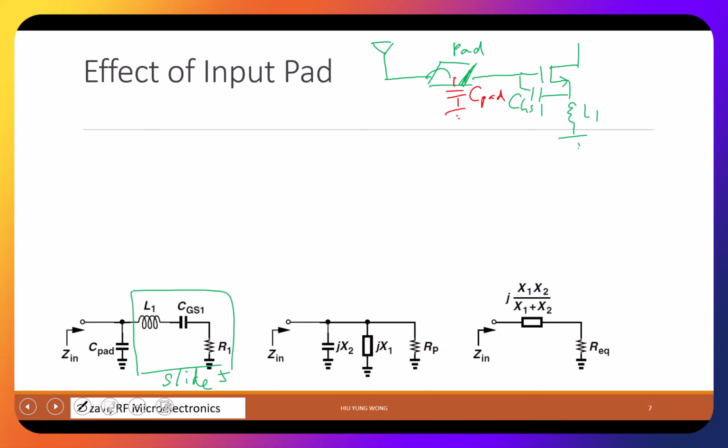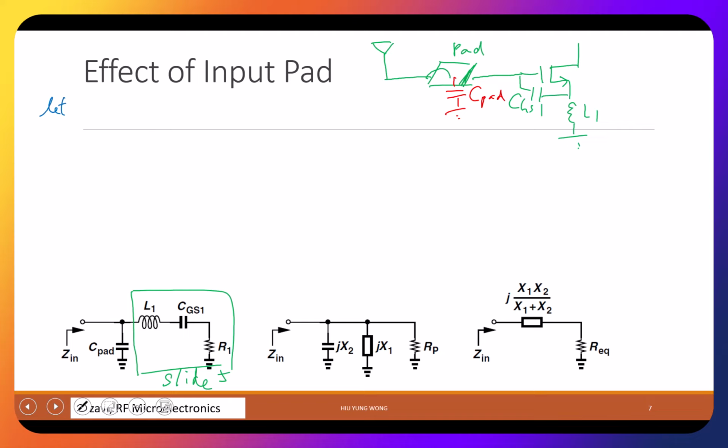Okay, thank you. Our goal is that because of this CPAD, we want to make the real part of Zin 50 ohm, which is R equivalent equal to 50 ohm. Yeah, we will cancel the imaginary part later, but the real part needs to be 50 ohm. But now I'm not trying to make it. I try to show what is the relationship between R equivalent and R1, right? And if you already know what is R1, then you can make R equivalent 50 ohm.